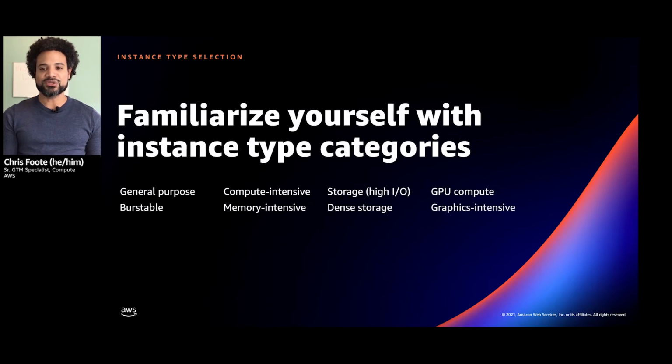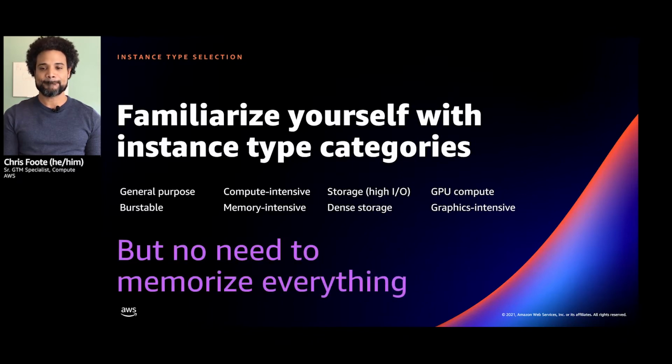First thing you want to do is familiarize yourself with the various categories of instance types. Do you need a general purpose instance? Do you need a burstable instance? Perhaps you need more storage. Perhaps you need enhanced networking. Do you need GPUs? These are the things you want to start to look at and get a basic understanding of these various instance types. But you don't need to memorize everything.